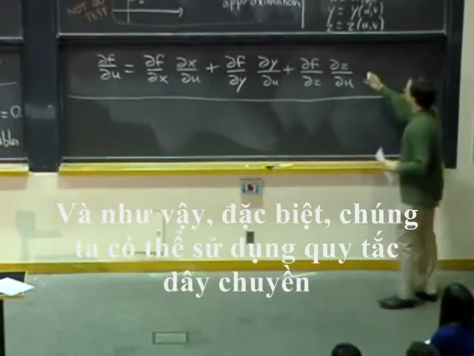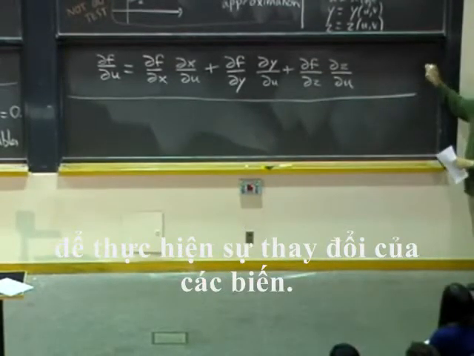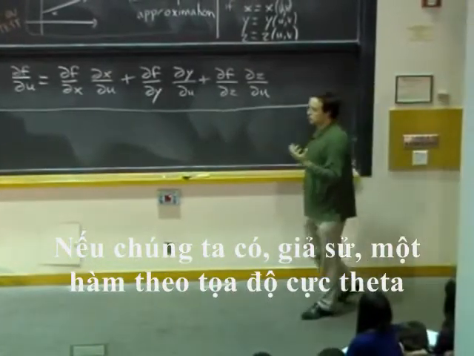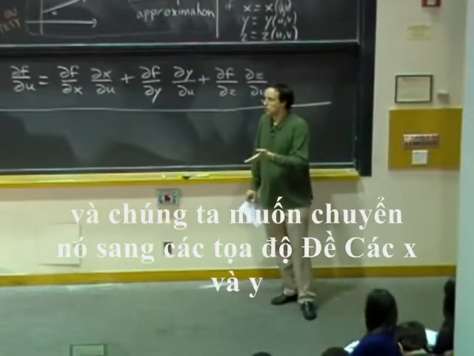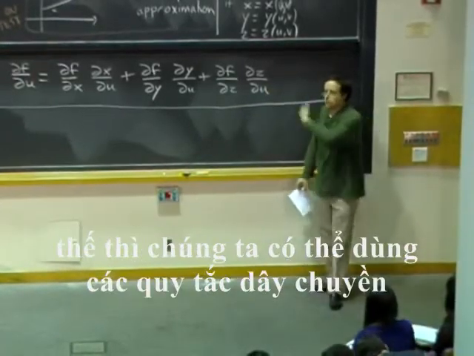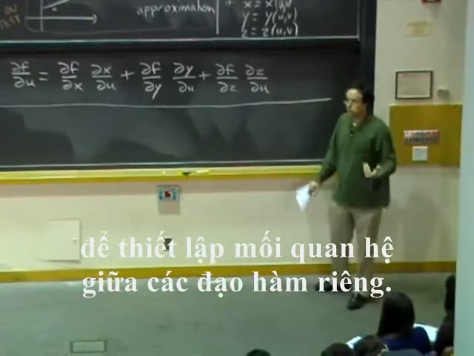And so in particular, we can use the chain rule to do changes of variables. If we have, say, a function defined in terms of polar coordinates r and theta, and we'd like to switch it to rectangular coordinates x and y, then we can use chain rules to relate the partial derivatives.